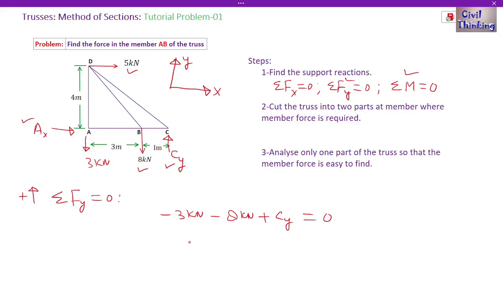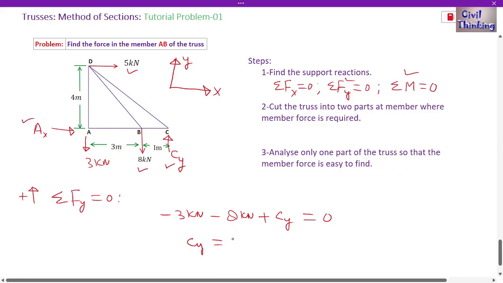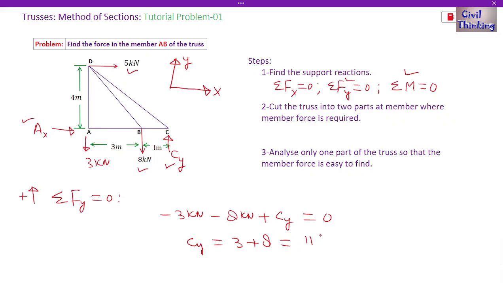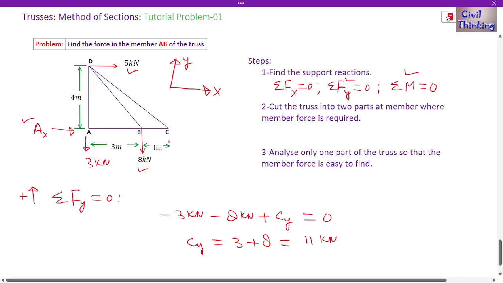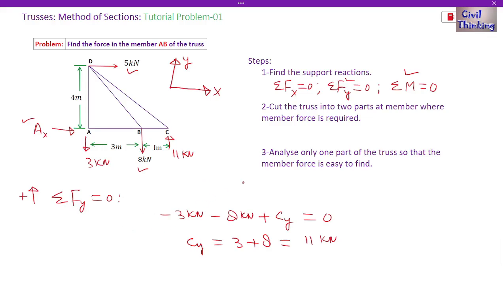Now from here we will find the value of Cy to be 3 kilonewton plus 8 kilonewton. Now 8 plus 3 is 11 kilonewton. So we found the value of Cy. Cy is 11 kilonewton. So we applied this equation, so let me erase this, then we will apply the next equation.